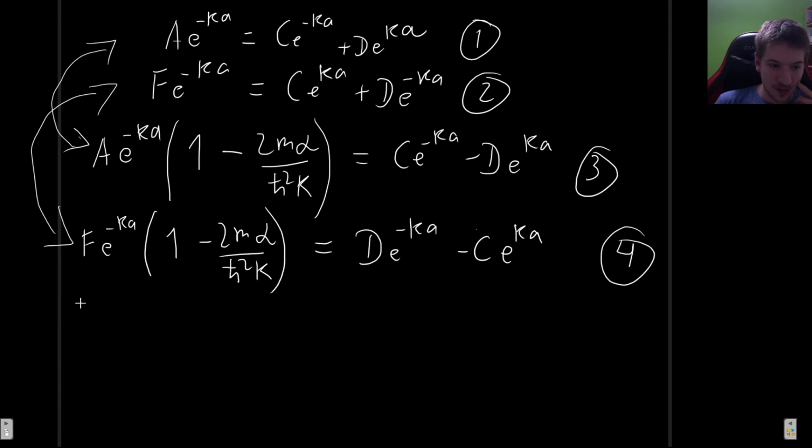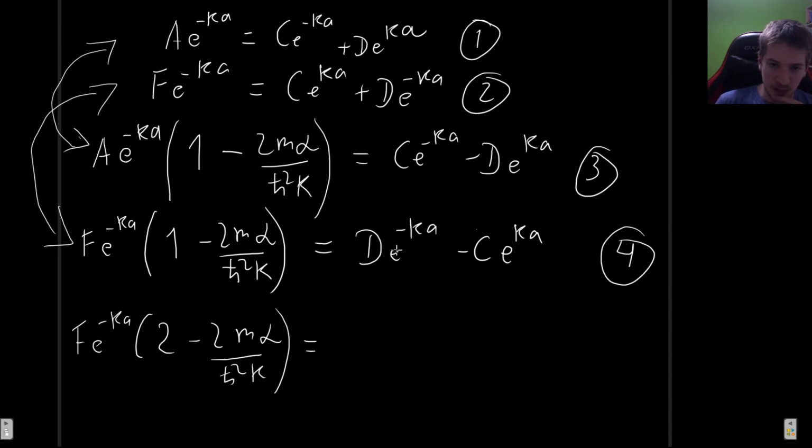So let's add them. So we get equation 4 plus equation 2. On the left hand side, we're going to get F e to the minus KA times 2 minus 2m alpha H bar squared K. This will be equal to, now the C's cancel out, so we just get 2D e to the minus KA. So as before, there's a few things we can do here. The 2's will cancel out, the exponentials will cancel out.